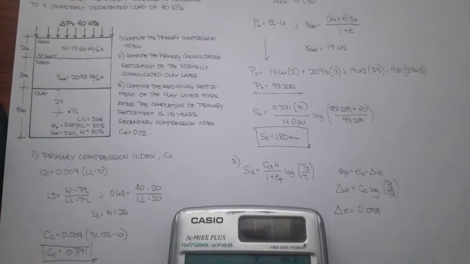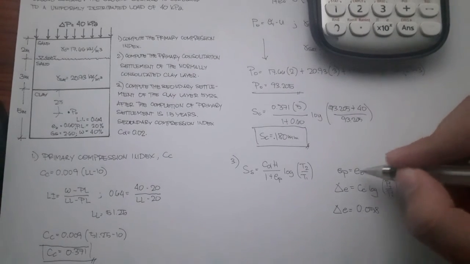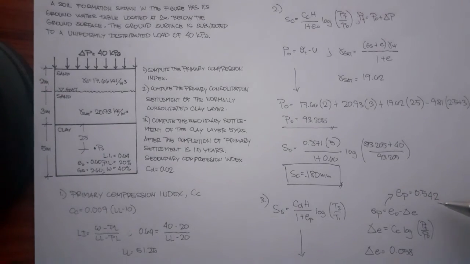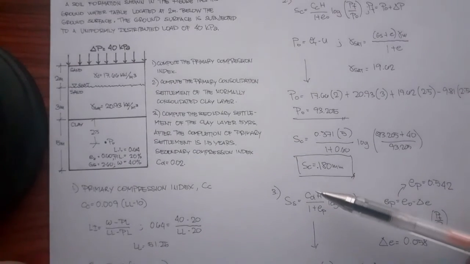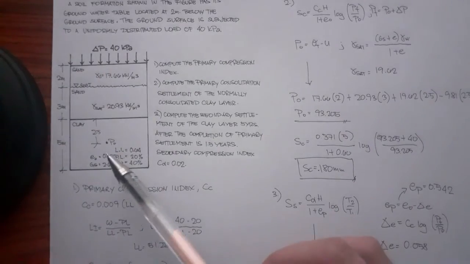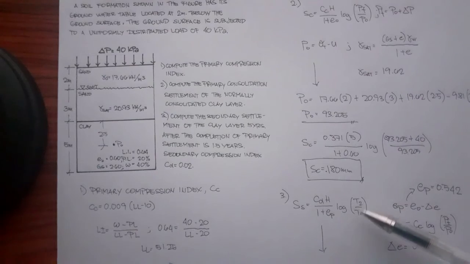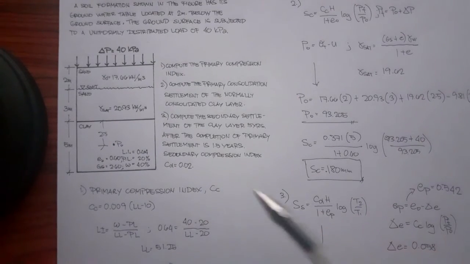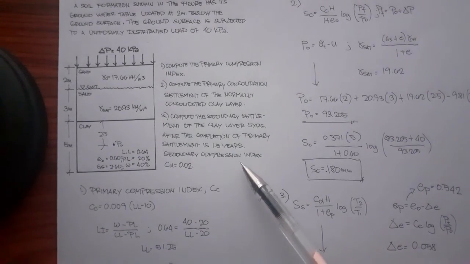And we then substitute the value for our delta E into this equation. We could get the value of 0.542, and this 0.542 is the value for our EP here in the formula of secondary settlement. The values to be substituted here: CA, or C alpha, is given, the height is 5 meters, and EP is equal to 0.542, times the logarithm of 5 years for secondary settlement over the 1.5 years accumulated under the process of primary settlement.